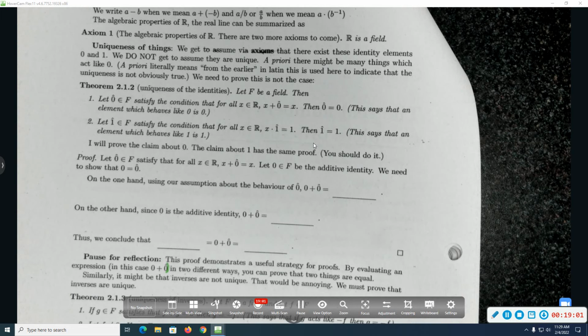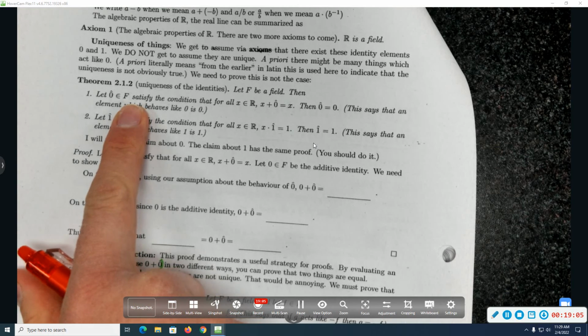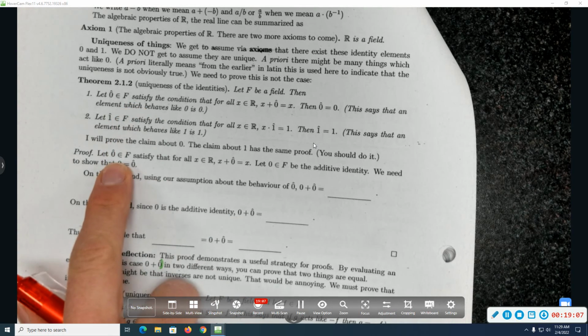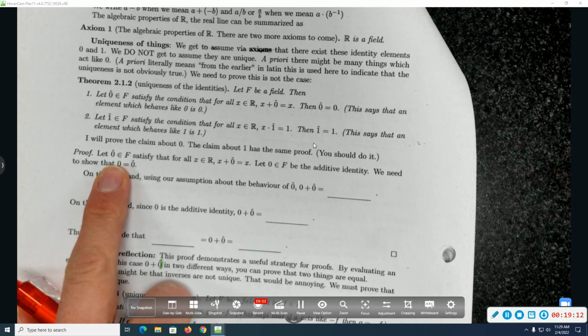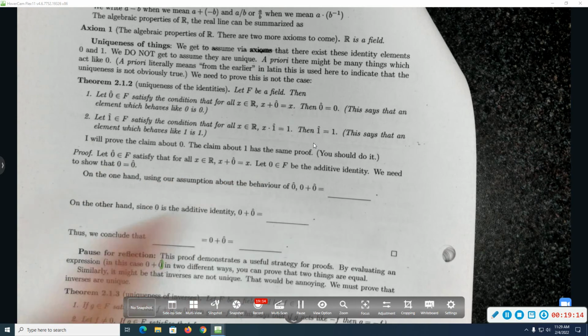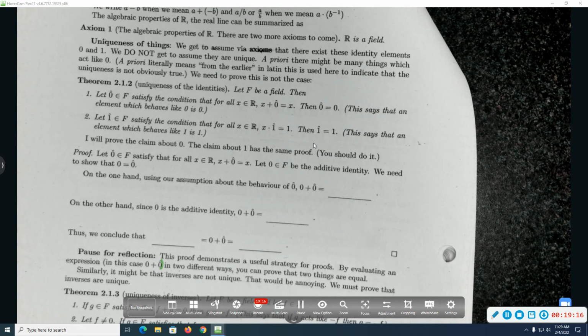So let us prove it. There is the thing we want to prove. Let's start with the assumptions. Let 0 hat be in the field F, and let it satisfy the properties that give you a 0 element. And similarly, let 0 be the 0 element of the field. I need to show that those two things are equal. There's not much content there, but it's useful to say: here are the things I know, here's the thing I want to prove.